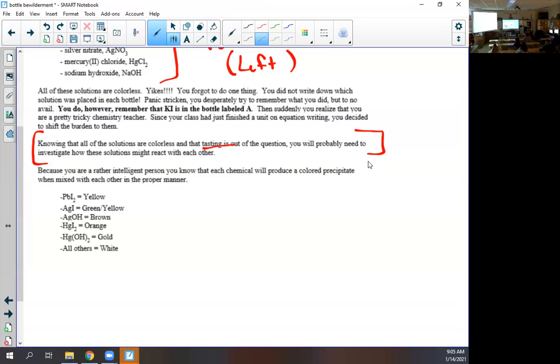Okay, we're going to investigate how the solutions react, and then we'll use our brains. Because you are rather intelligent, you know that each chemical will produce a colored precipitate like yesterday. Well, the instructions tell you it does, so there you go. Remember the yellow stuff I made yesterday? It's right there now. Can you see it? It precipitated, or it fell to the bottom. So you will make one of these yellow precipitates in your little micro well, and you'll know, hey, that thing right there that's yellow is PbI2.